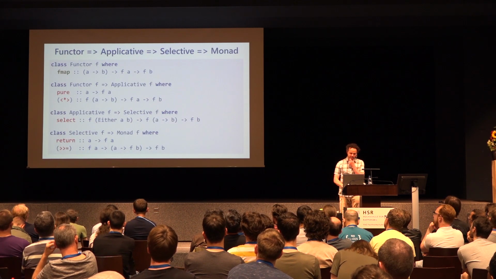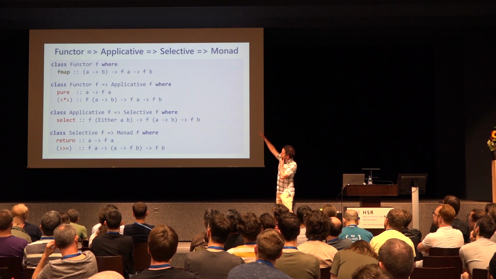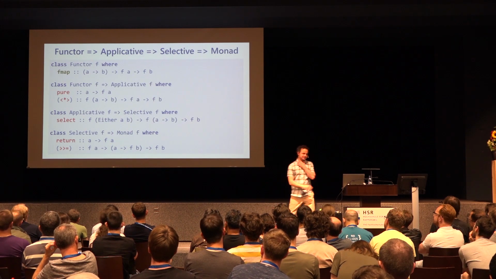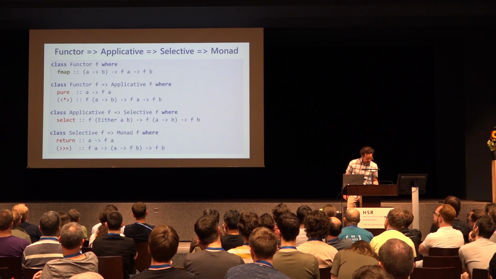So I want to clarify the relationship between the different functors in this hierarchy. Between, for example, applicative functors and selective functors and monads. So that's the types. Does it have time? Yeah.